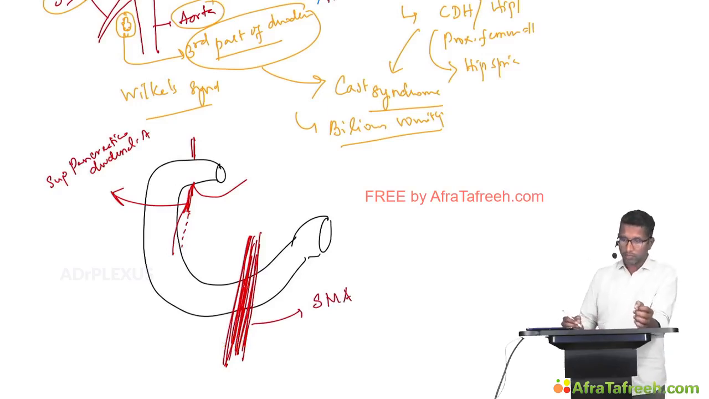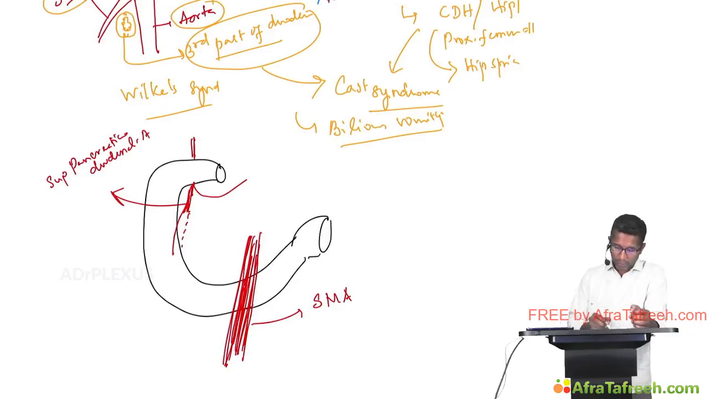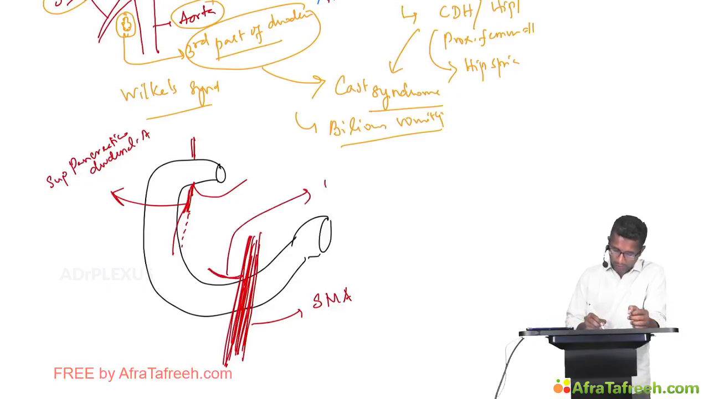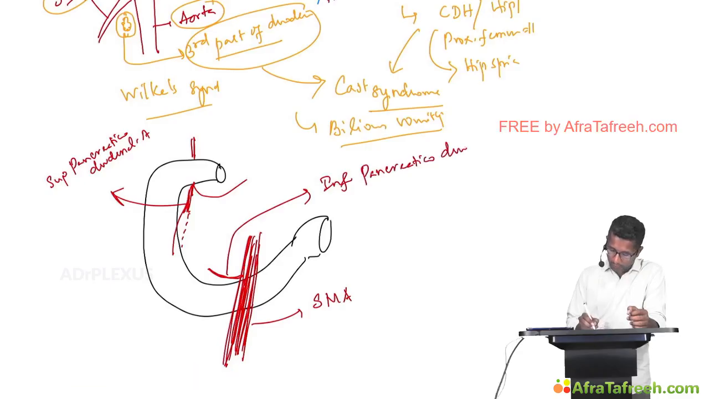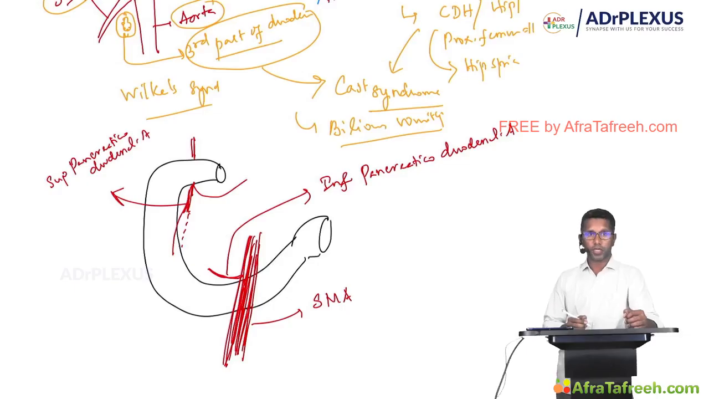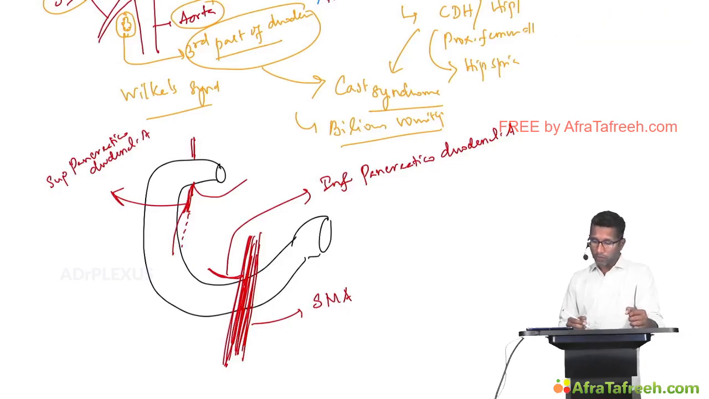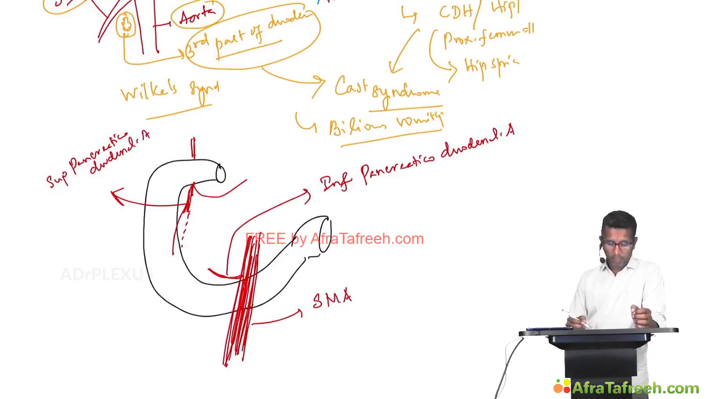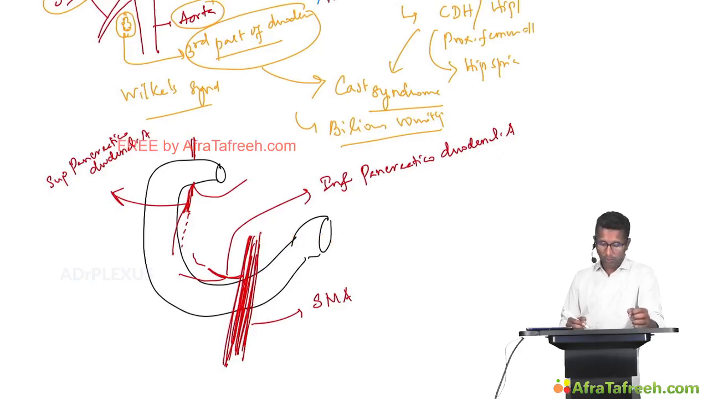Now this superior mesenteric artery gives a branch to the duodenum which is called the inferior pancreatico-duodenal artery. This inferior pancreatico-duodenal artery again divides into two, an anterior and posterior branch, and anastomoses with the superior pancreatico-duodenal arteries.